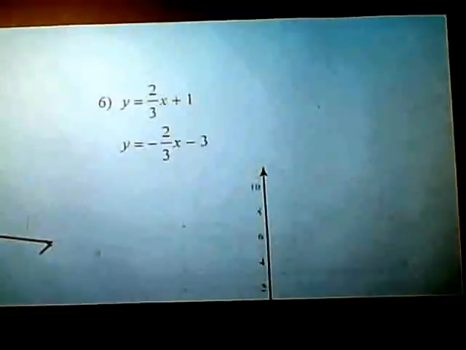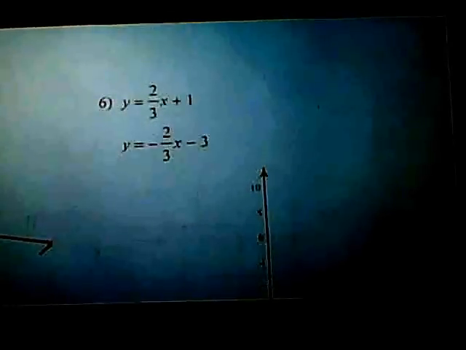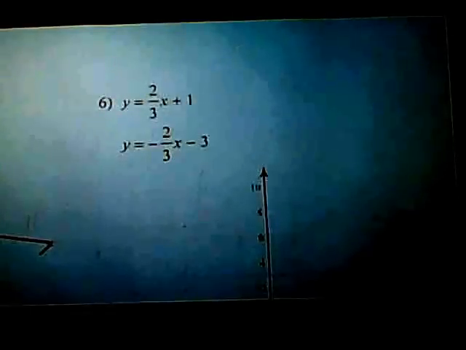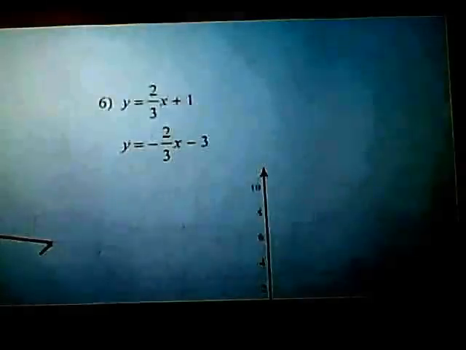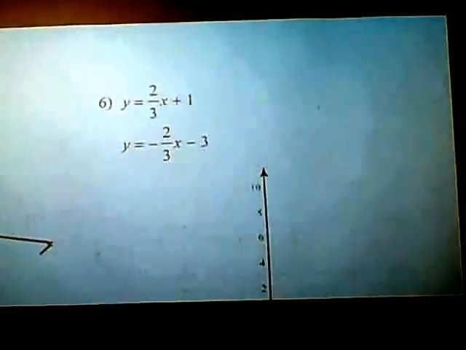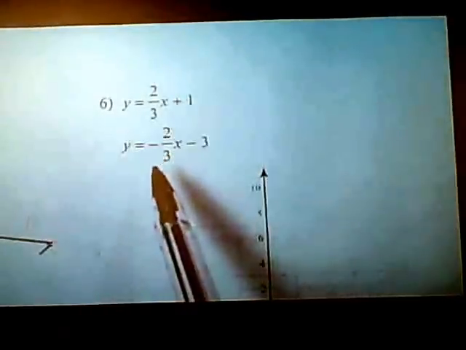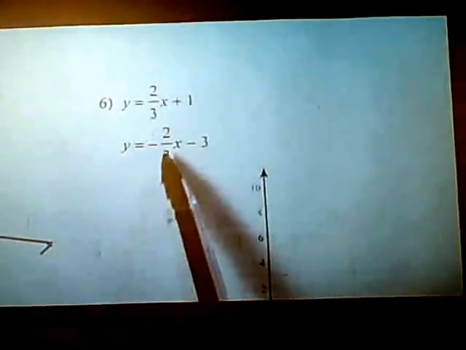Okay? Let's look at our next example. Next we have y equals 2/3 x plus 1. And then we have y equals -2/3 x minus 3. Now be careful here. Let's evaluate the slopes real quick. Upon evaluating the slopes, we see we have a 2/3 and a -2/3. They are different because they have different signs, so they are going to intersect.